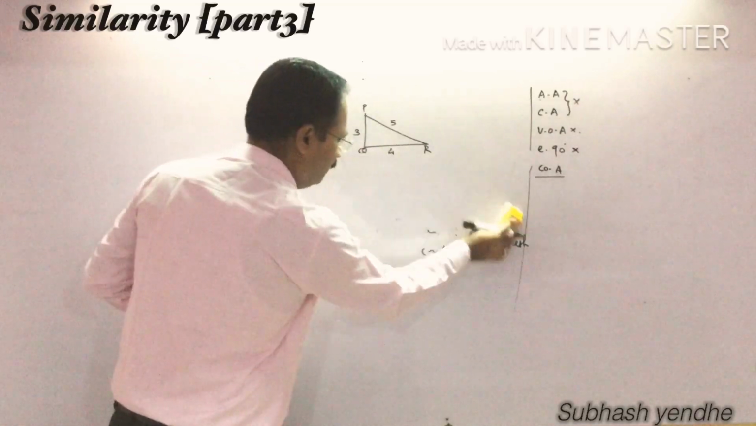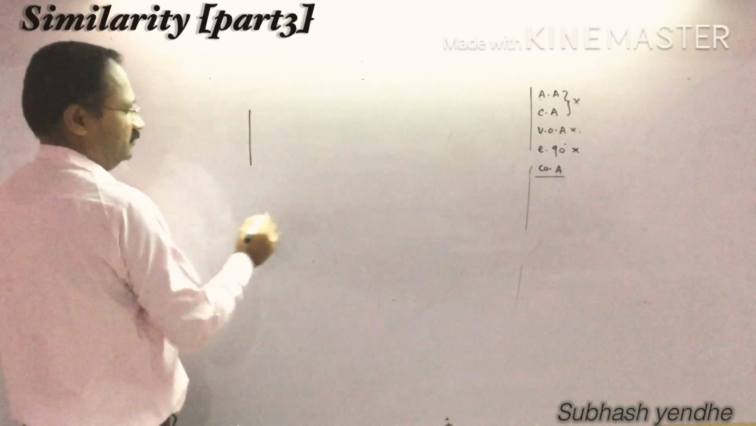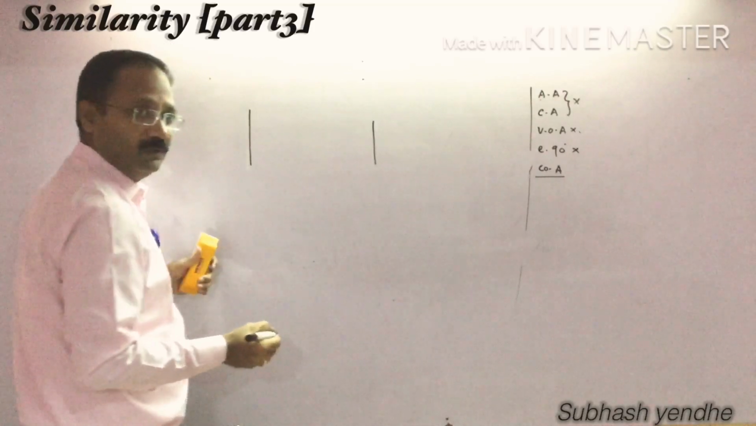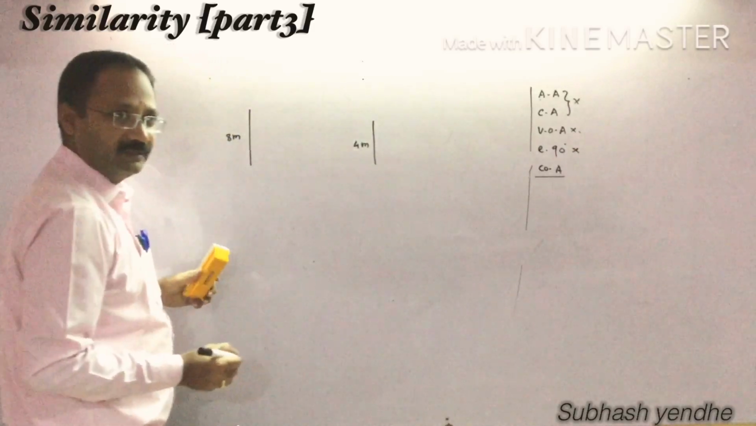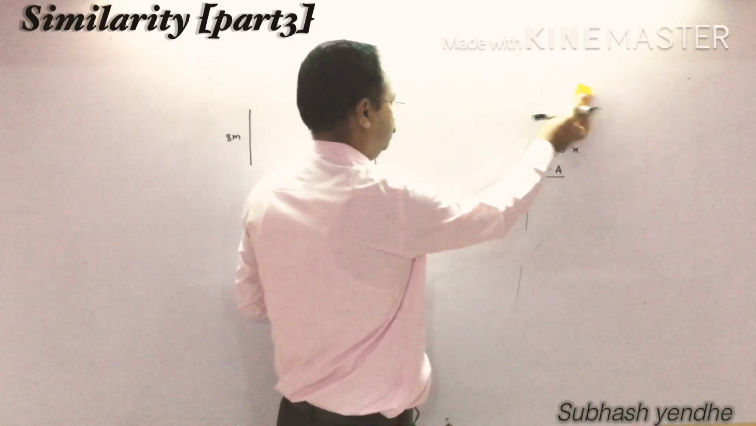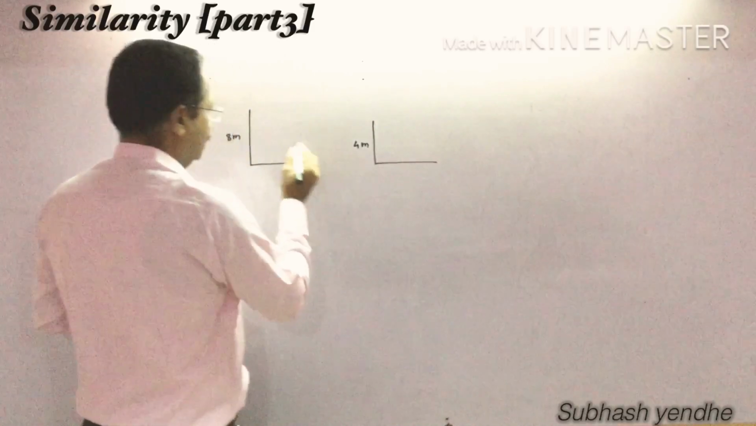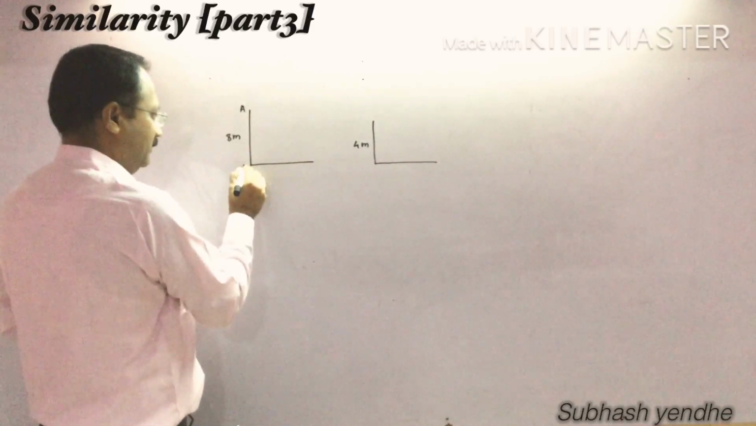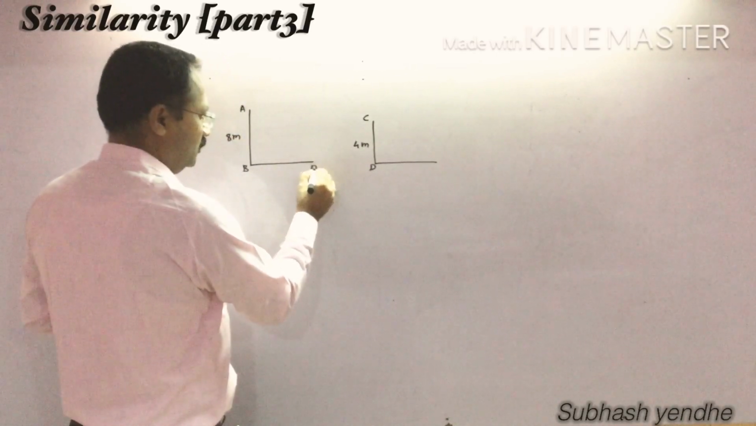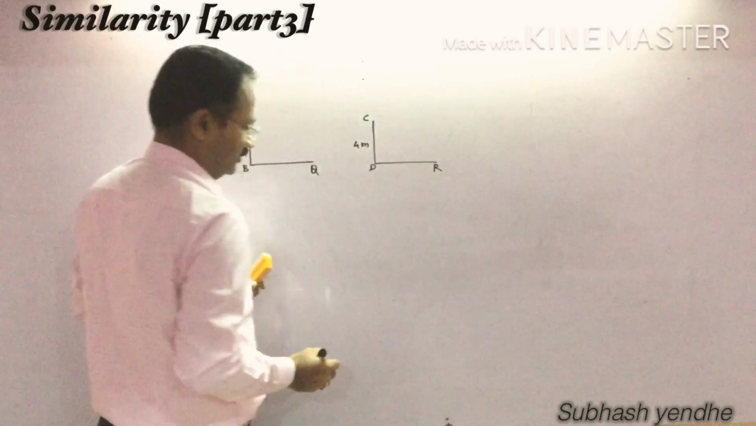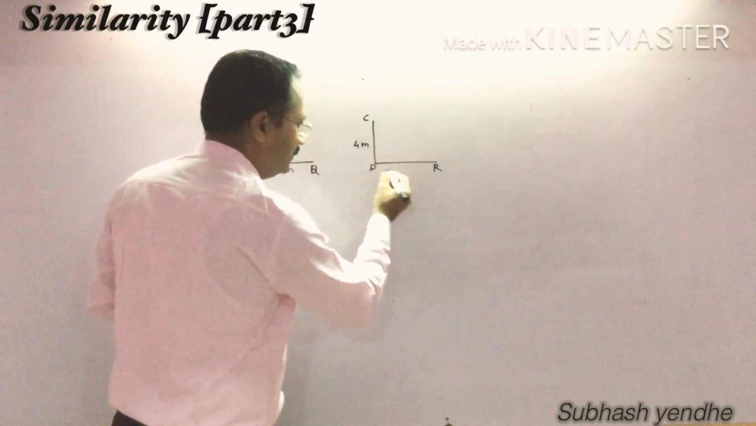Now I am going to ask you one question. Suppose there are two poles. This is one pole and this is another pole, which has a height 8 meter and 4 meter. If the shadow comes down, then this is AB pole and this is CD pole, and its shadow is BQ and its shadow is DR. If its shadow is 12 meter, then what will be the shadow of this pole?